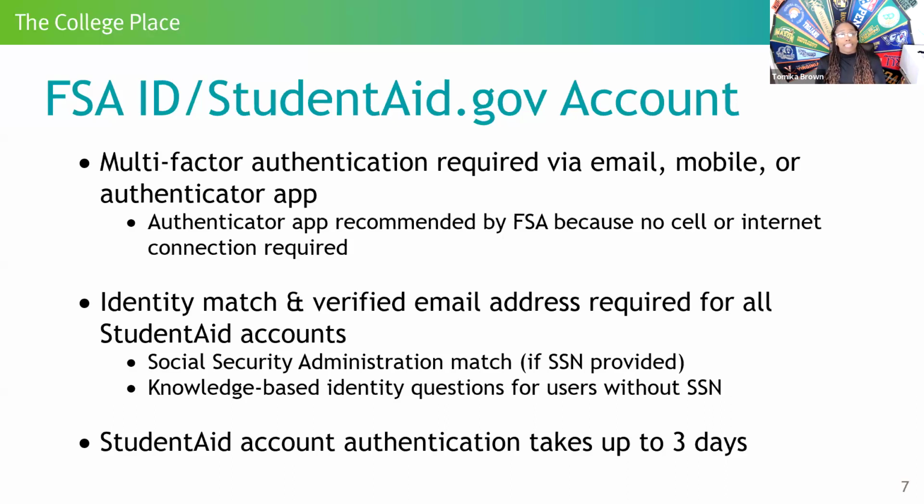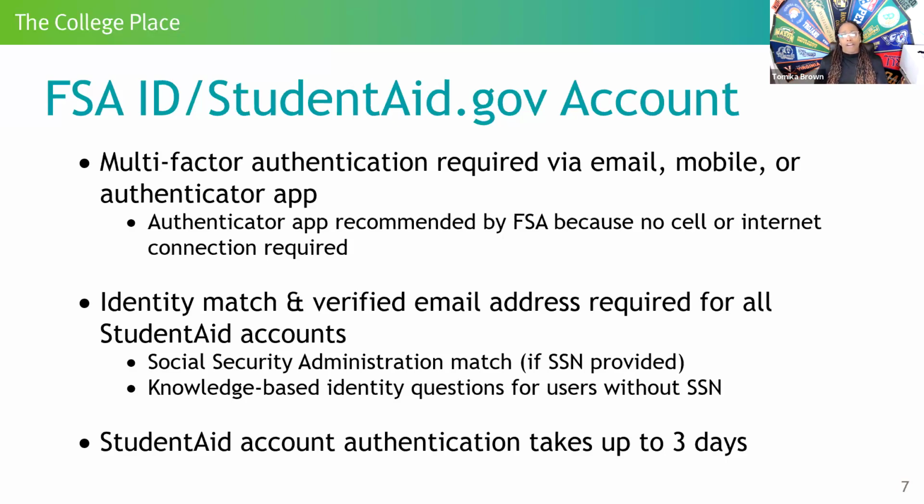If you've already created an FSA ID, when you go to log in to the FAFSA, you're going to get a pop-up telling you that you have to choose another way to authenticate your identity in order to get into the application. So even if you've done one in the past, you will be required to do it when you log in with your FSA ID with the new FAFSA, the 2024-2025 FAFSA. FSA recommends that folks use the Authenticator app because they're not required to use any cell phone service or internet connection in order to verify that information. It just gives them a series of numbers that they can input to satisfy that authentication process.